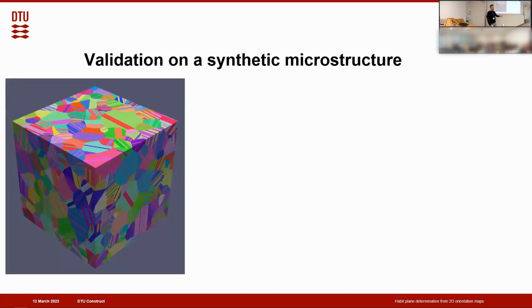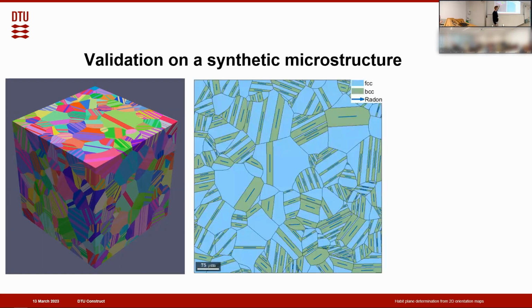So we wanted to validate our algorithm on synthetic microstructures. And we did this, so we actually had a microstructure where we knew exactly, okay, this is the habit plane, because if you have experimental data, we don't know this beforehand.